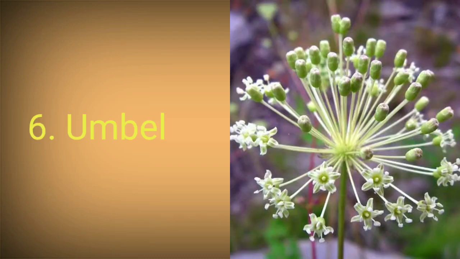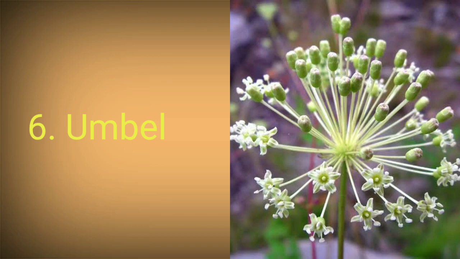Then next comes the umbel. So umbel is also a modified raceme in which the flowers have stalks, but here all the stalks or the pedicels are of the same length. In case of both the corymb and the umbel, their order of succession is centripetal. This is the centripetal succession.